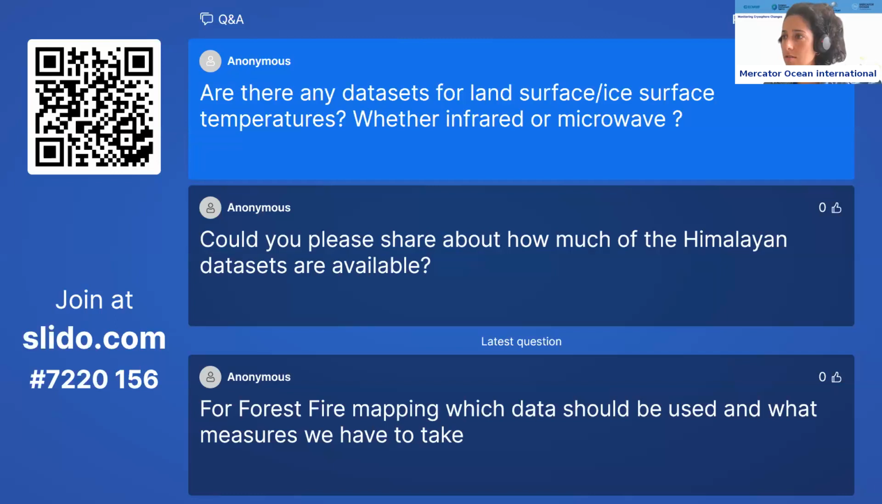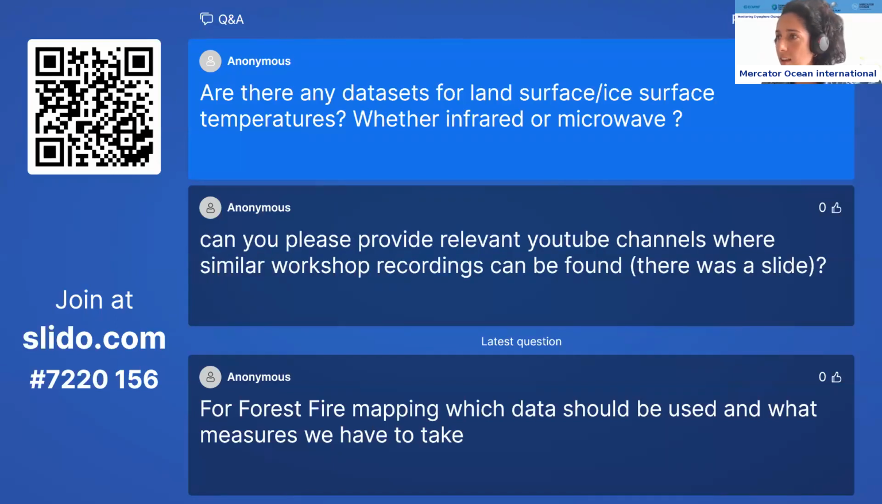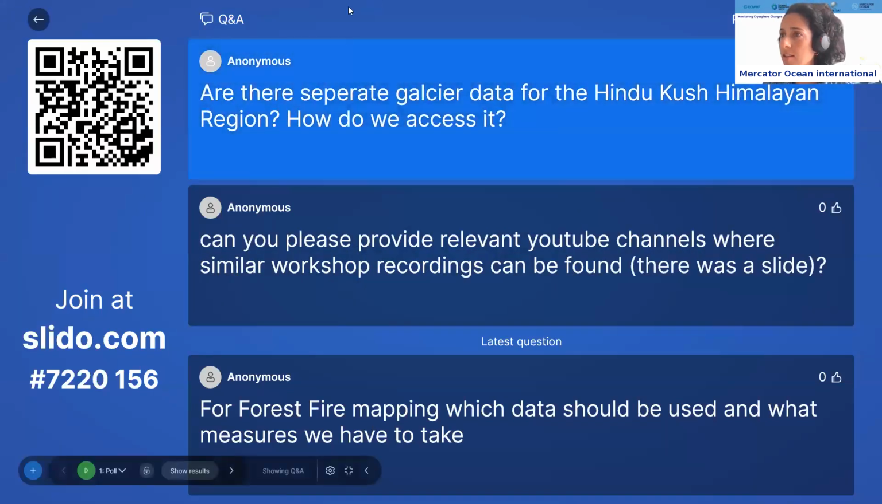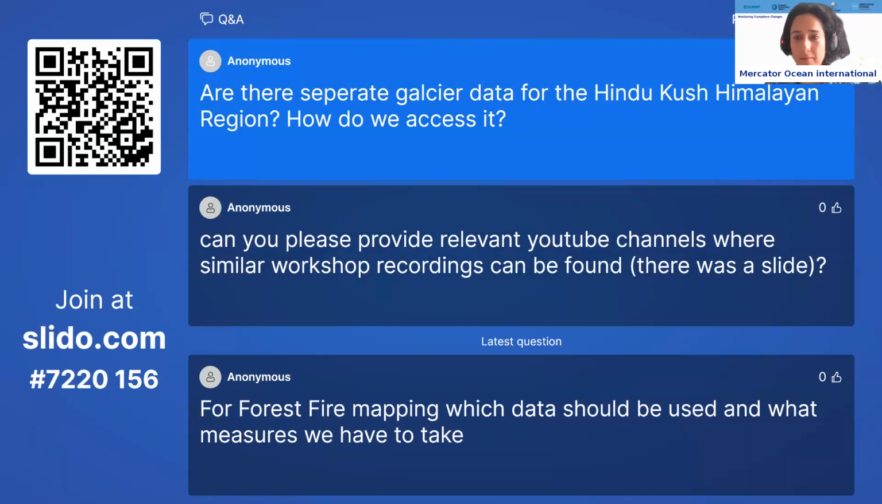Okay, one last one maybe. Are there separate glacier data for the Hindu-Kush Himalayan region? How do I access it? It's a bit specific. The data set that I mentioned with glacier data, I think that you can pinpoint to the different glaciers. So it's quite possible that you can go down to each glacier, if I'm not mistaken. So I would imagine that yes, but I'm not 100% sure.